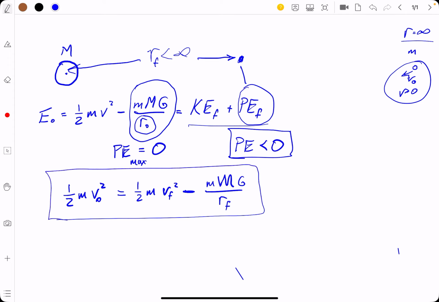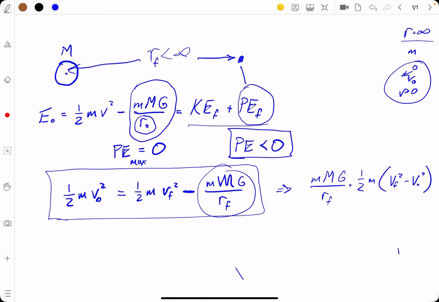So this equation is what you would have. The only way to make this term positive is to move it to the other side of the equation. Then we could do something like mg over rf is equal to 1/2 m v final squared minus v initial squared. Okay, guys? All right.